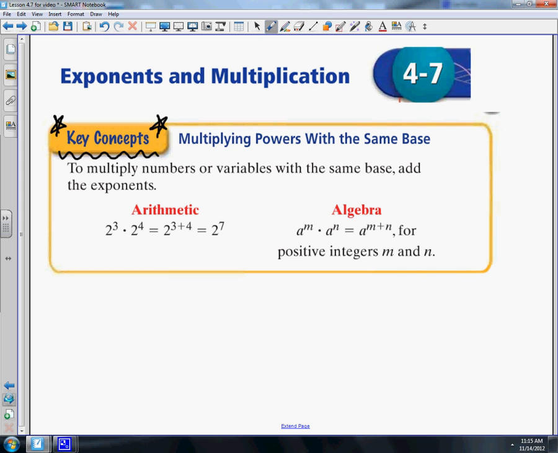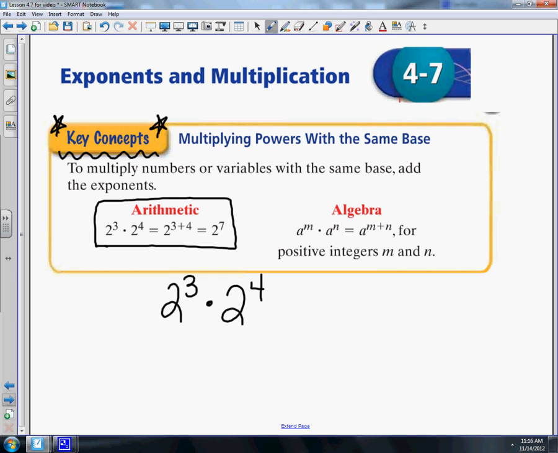It is multiplying powers with the same base. So you might want to just write down this example. It kind of just sums it all up. If I have 2 to the third power times 2 to the fourth power, I just add them together. Here's what it would look like. 2 to the third times 2 to the fourth.